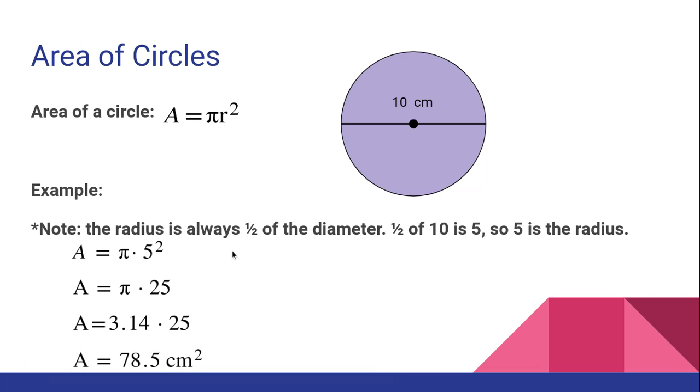Now we're going to use 3.14 for pi. So we can put this in our calculator. 3.14 times 25 equals 78.5 centimeters squared. So really important things today. If you're given the diameter, use half of it for the radius. And squared means that number times itself. So make sure you have those concepts down before you get into the homework today.